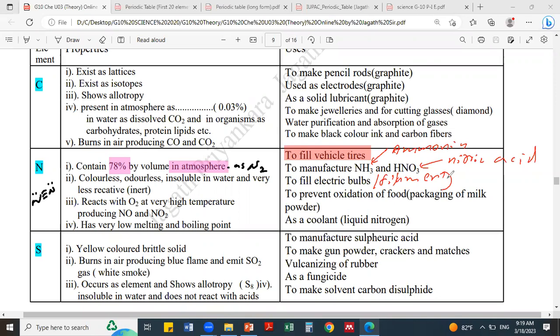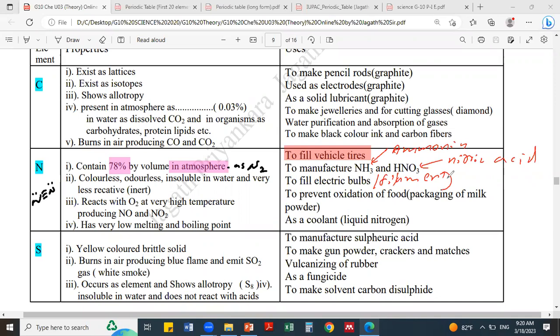Next one, to prevent oxidation of food. That means food packaging. If oxygen is present in the packet or the can where the food is stored, it gets oxidized and the quality drops. But when you fill nitrogen gas into the empty space of the milk powder packet or peanut packet, it prevents that. Sometimes they put a silica gel packet to minimize moisture. Do not eat the packet. Silica gel is there to absorb moisture inside, because otherwise, if there's moisture, microorganisms can easily grow.